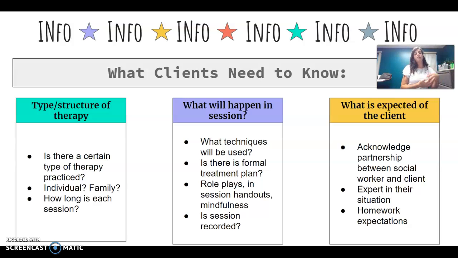So for the generalist practice, you're going to be kind of vague. If you decide to get your master's and go into more of a clinical setting, you will have a different script because you'll actually be trained in specific therapy techniques.